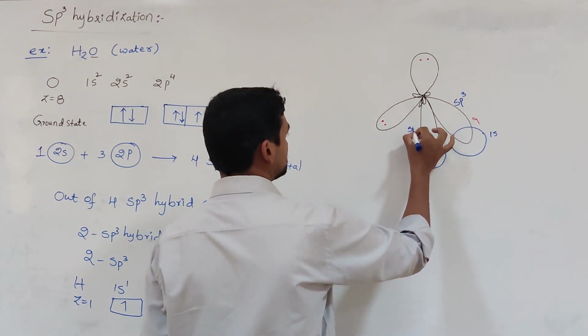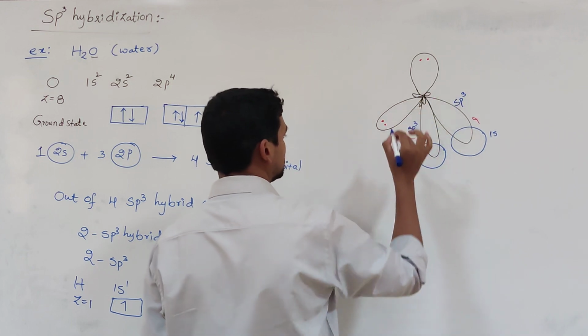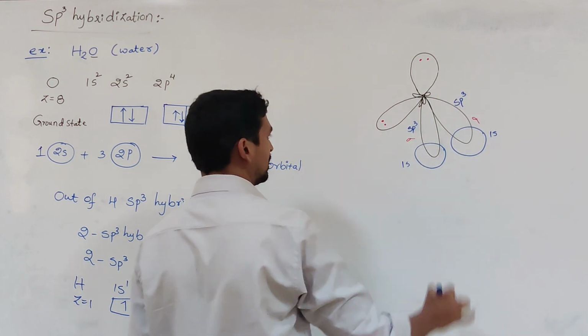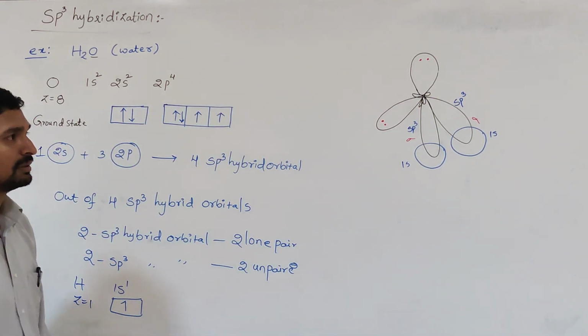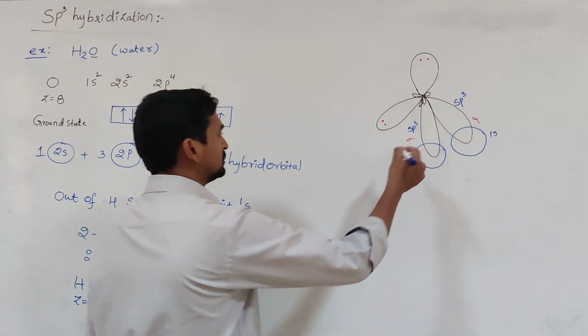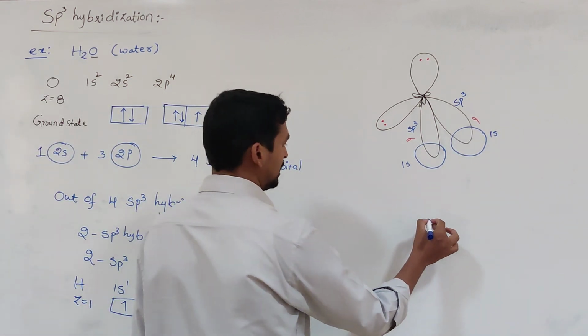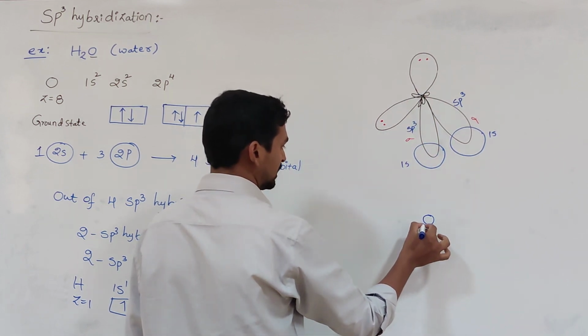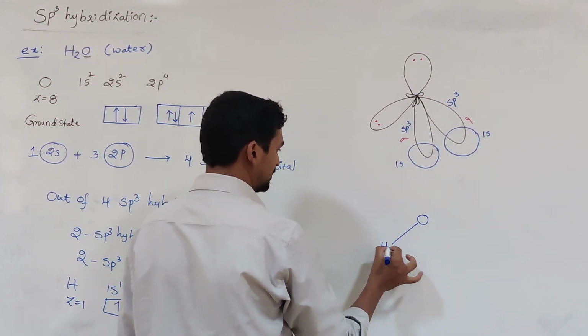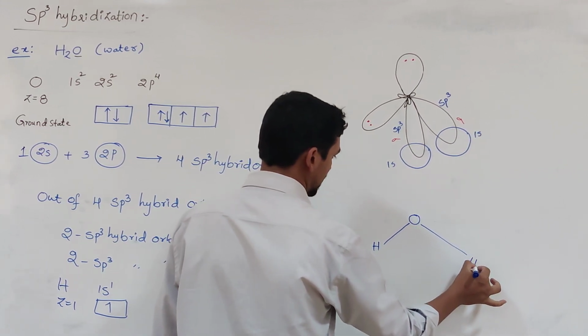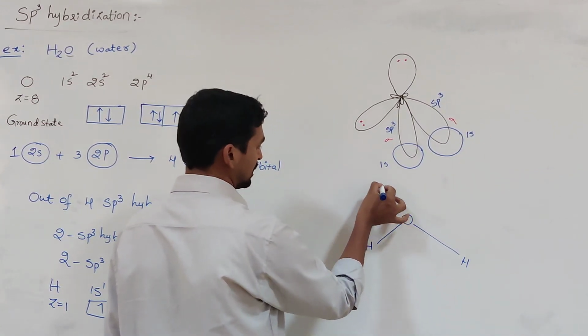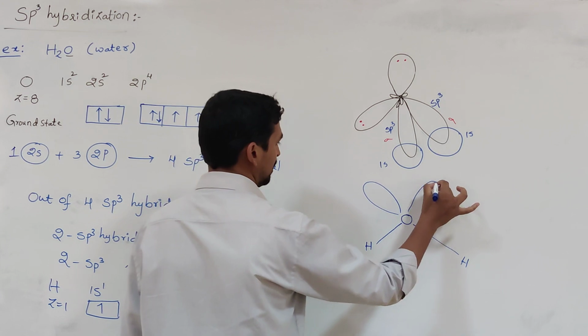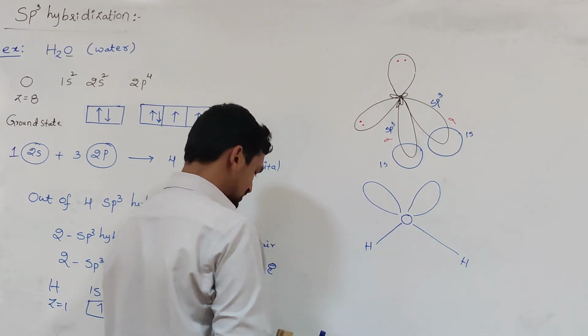Here also, the sp3 hybrid orbital of oxygen overlaps with the 1s orbital of a hydrogen atom. So now 2 sigma bonds are formed. Simply, the central atom is oxygen and it is attached to 2 hydrogen atoms. On the oxygen atom, 2 hybrid orbitals contain 2 lone pairs of electrons.